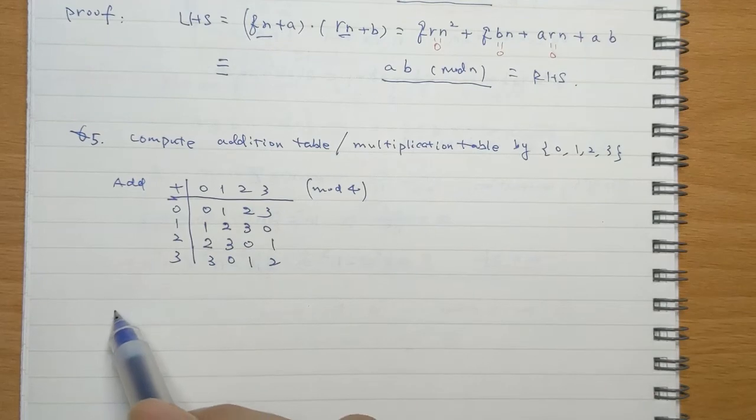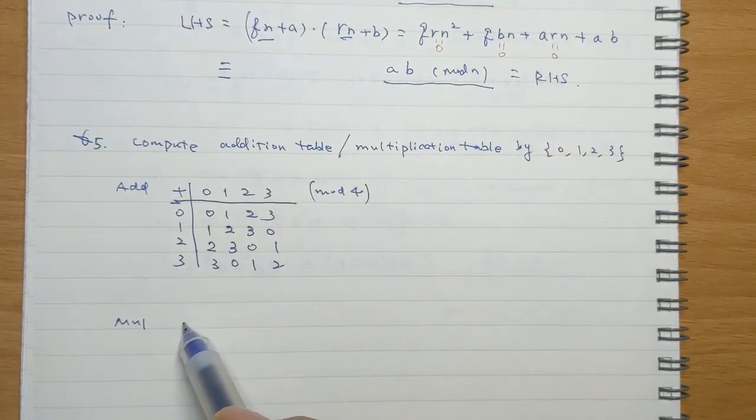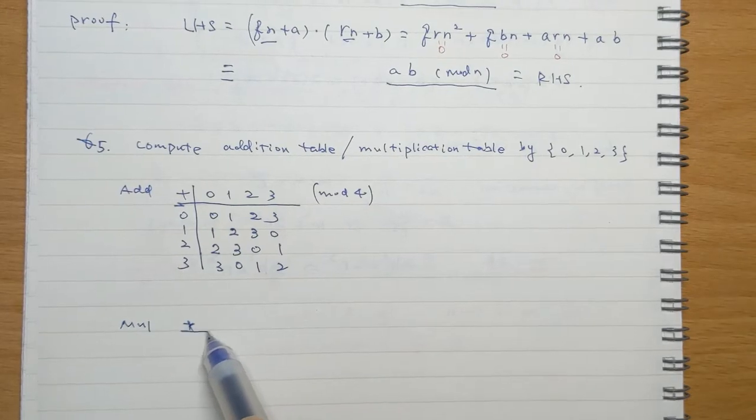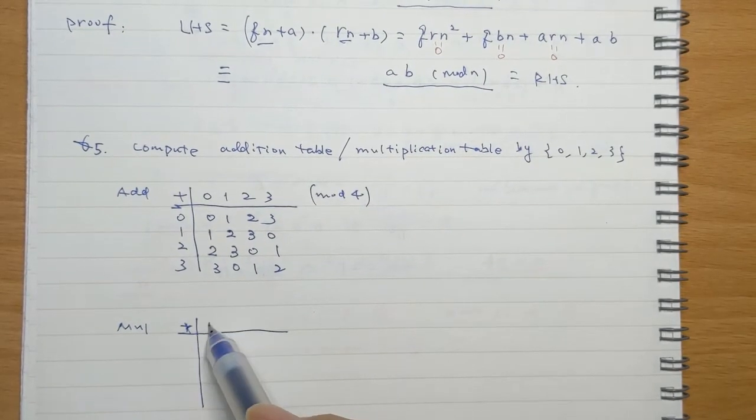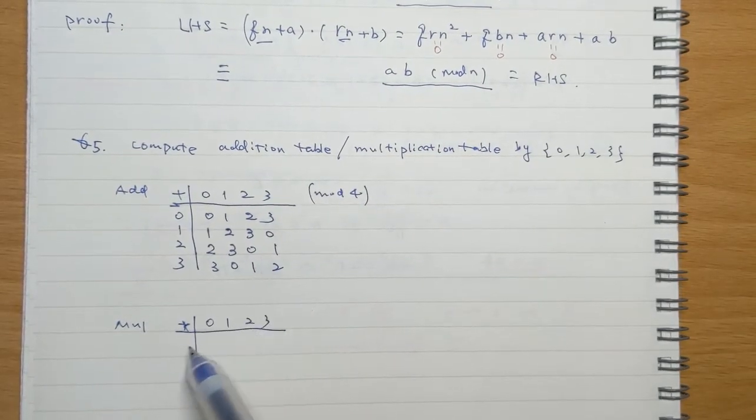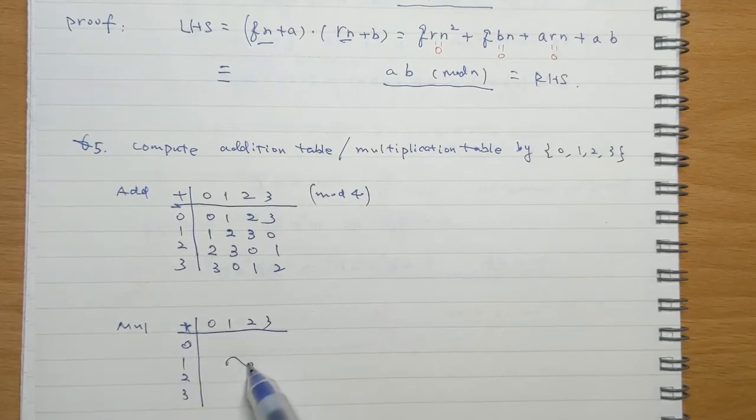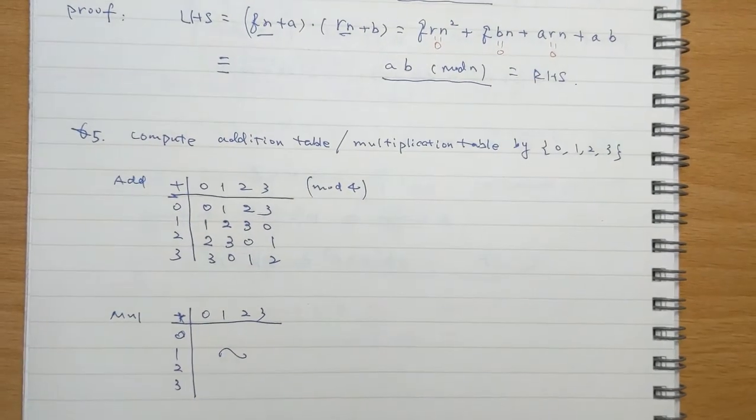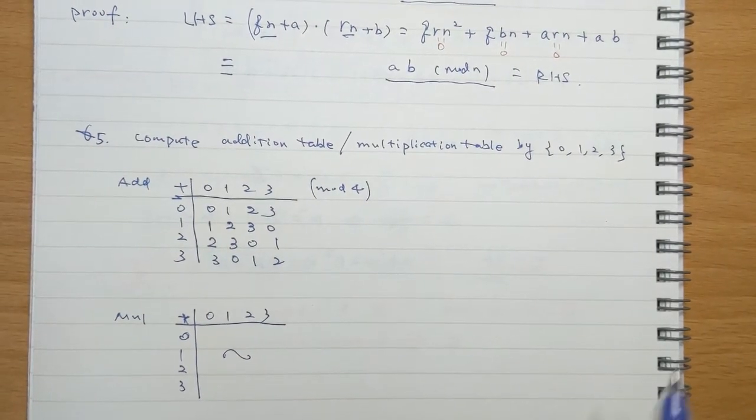And likewise, we can do the multiplication. So we draw another table. Then I fill the form, so I don't repeat the procedure here. Now let's talk about Q6.